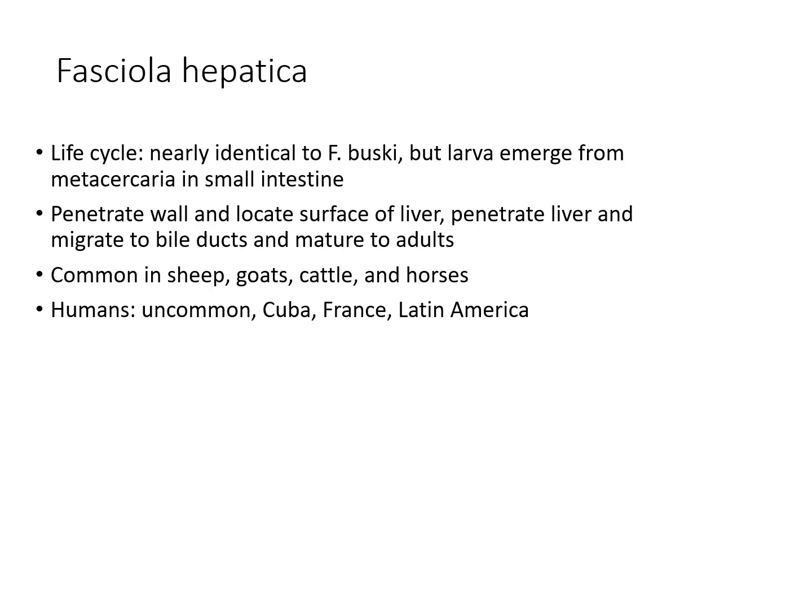The life cycle of Fasciola hepatica is nearly identical to Fasciolopsis buski. After ingestion of metacercaria from a contaminated aquatic plant, the larvae excyst in the small intestine, then penetrate the intestinal wall, migrate through the peritoneal cavity, and invade the liver. They localize on the liver surface, then penetrate into the bile ducts where they mature into adult flukes. While common in sheep, goats, cattle, and horses, human infection is usually uncommon, occurring sporadically in regions like Cuba, France, and parts of Latin America.